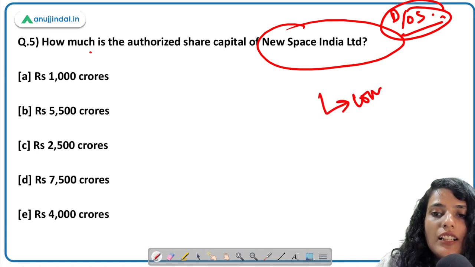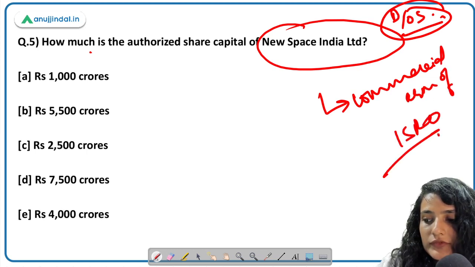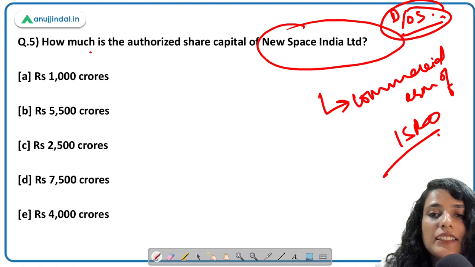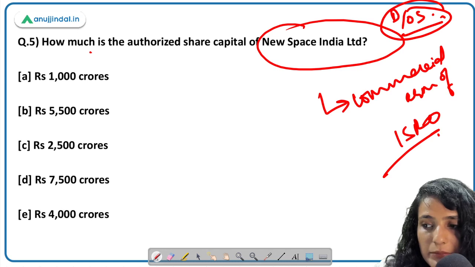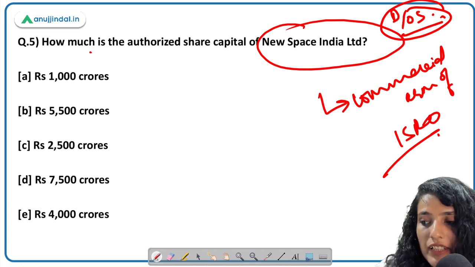It also works as the commercial arm. It is the commercial arm of ISRO. And it is headquartered in Bangalore. And the managing director of NSIL is Mr. G. Narayanan. Mr. G. Narayanan is the managing director of NSIL.